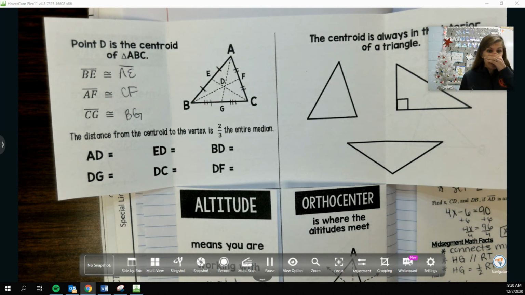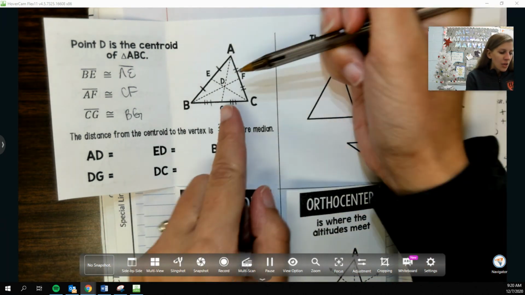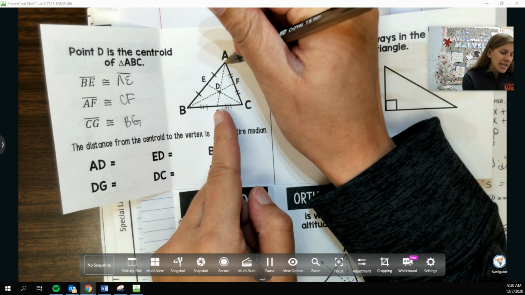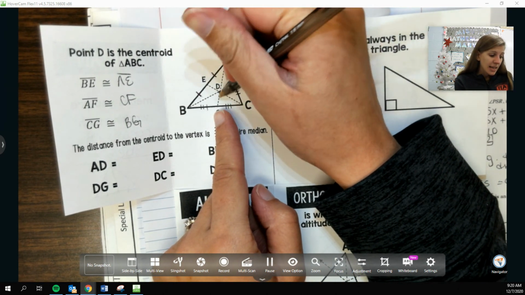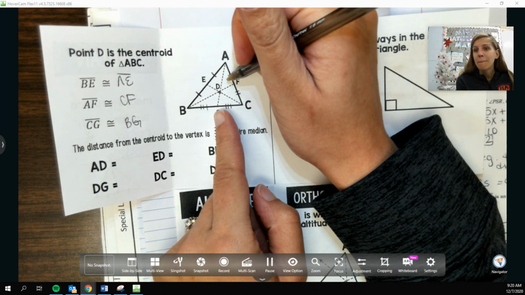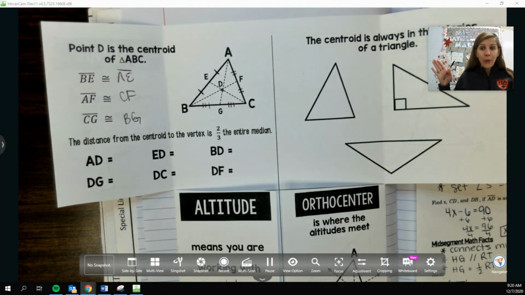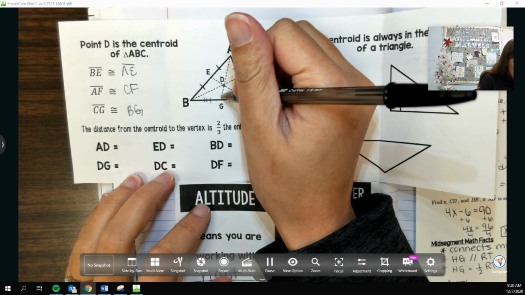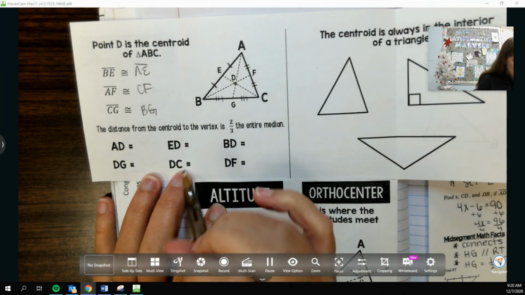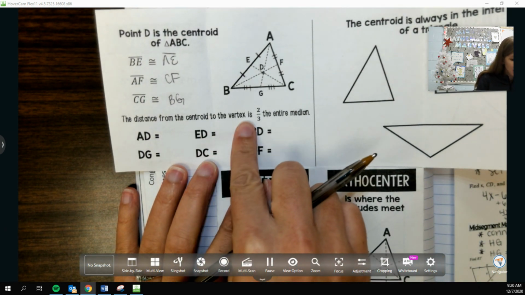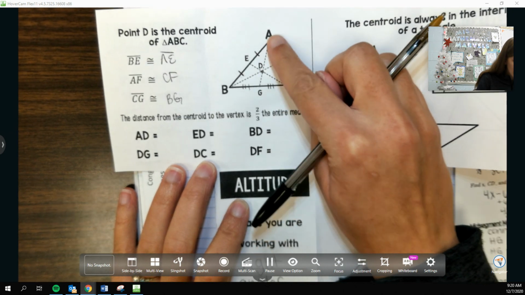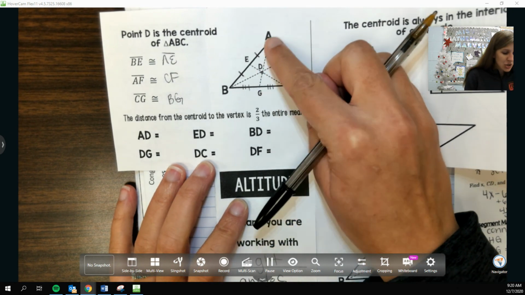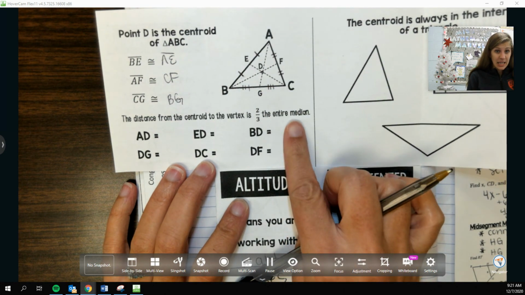Now, the interesting thing about a centroid is that it splits my median into two parts. And those two parts are related to each other by half. Now, if I'm thinking about the whole line and just part of it, then it's actually related by a third or two thirds, because there's one part, two parts for a total of three parts. But then this little piece is equal to half of that piece. So the distance from the centroid to the vertex of the triangle is two thirds the entire median. That's what this is saying.